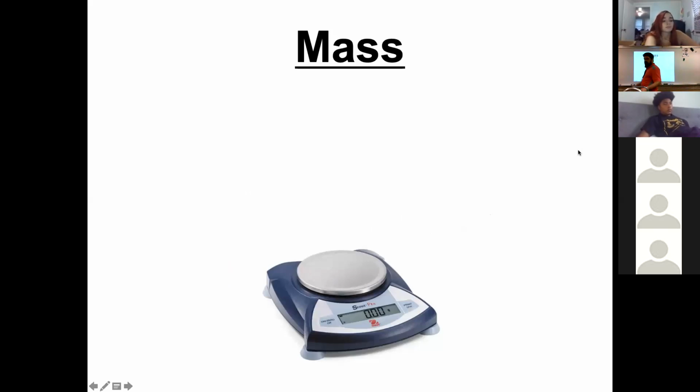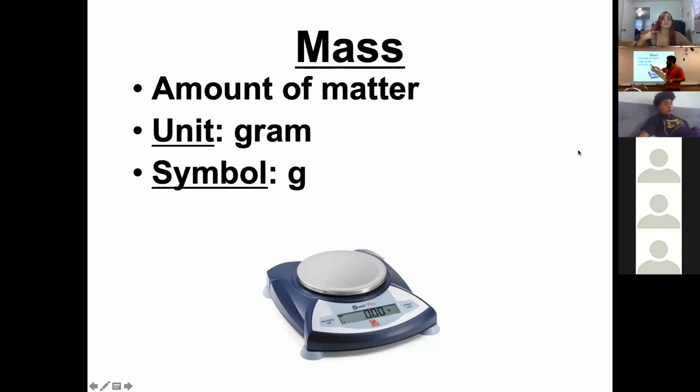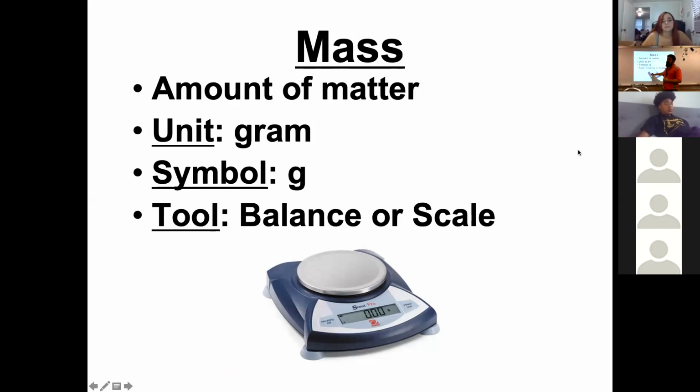Mass. This is the amount of matter. It's kind of similar to your weight, but it's not quite the same thing. If you go into outer space, you have far less weight because you're weightless in space because of gravity, but you have the same mass. The mass is how much stuff consists in that object. The unit we use is the gram, and the symbol we use is little g. Same thing, always write a little g, not a big G. And the tool we use to measure mass is a balance or a scale.